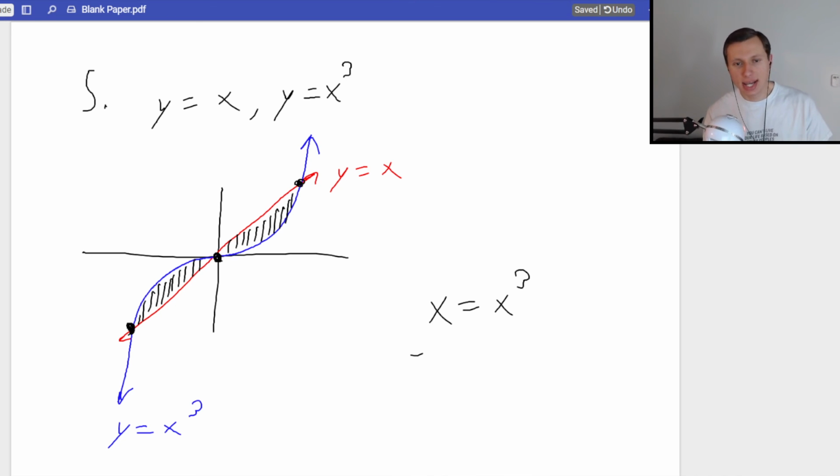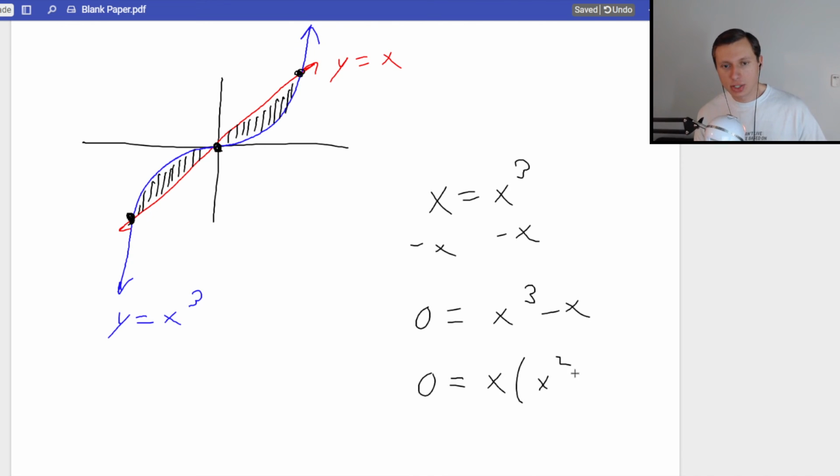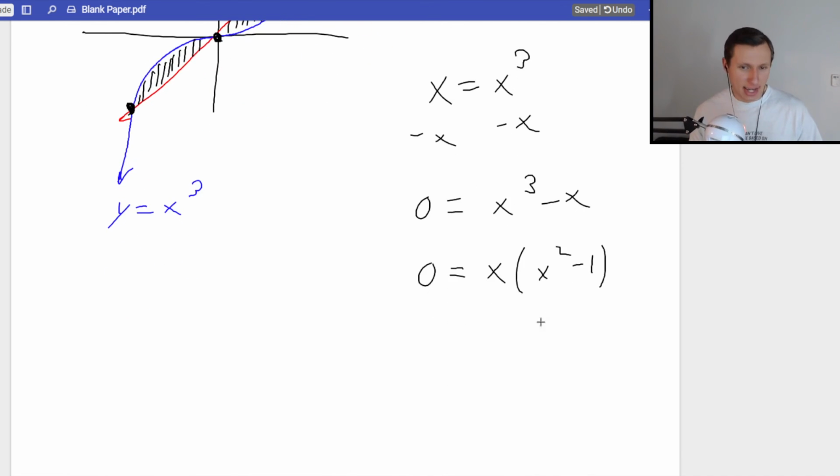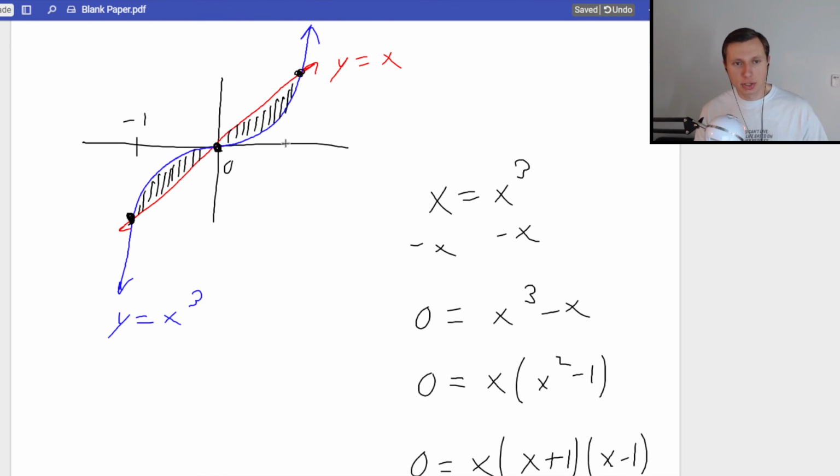Instead, subtract x from each side, and then we're going to factor out the common term. So 0 equals x cubed minus x. Factor out the common term. It's x. So x times quantity x squared minus 1. Look at that. X squared minus 1 can also be factored. We'll get 0 equals x times x plus 1 times x minus 1. We get x equals 0, positive 1, and negative 1. Those are my 3 x points, which I'm going to draw on the graph right now. Any questions so far?